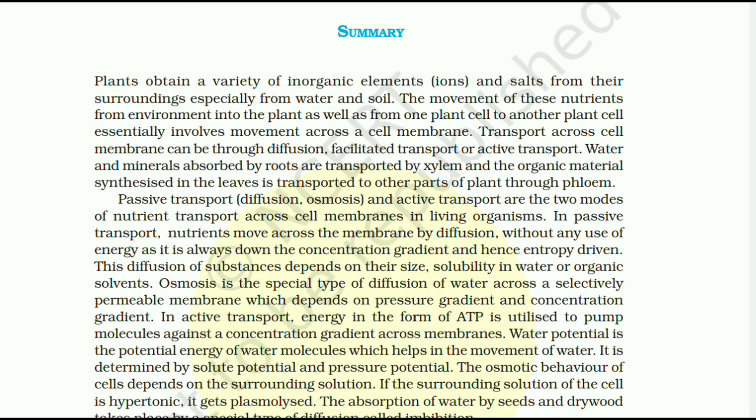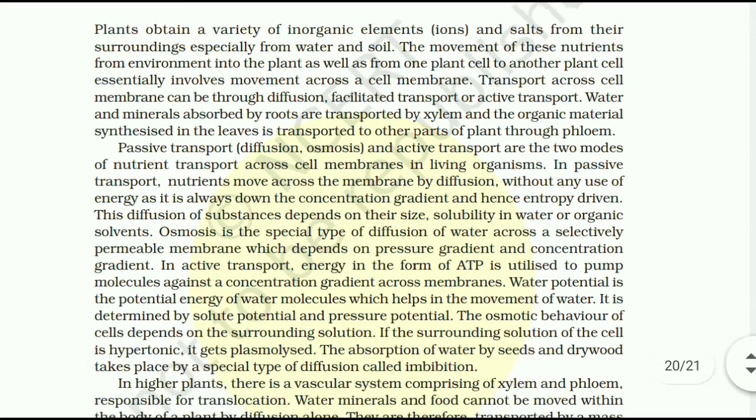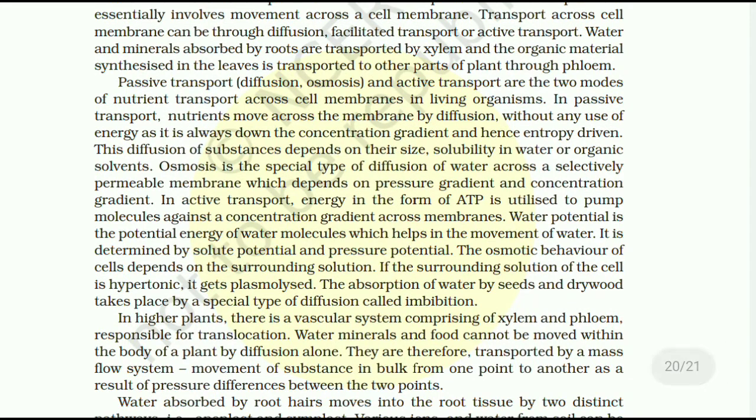Water and minerals absorbed by roots are transported by xylem, and organic material synthesized by leaves is transported to other parts of the plant through phloem. Passive transport and active transport are two modes of nutrient transport across cell membranes in living organisms. In passive transport, nutrients move across the cell membrane by diffusion, without any use of energy, as it is always down the concentration gradient and hence entropy driven.